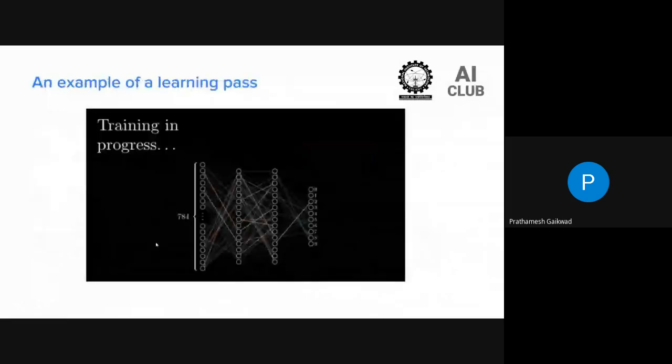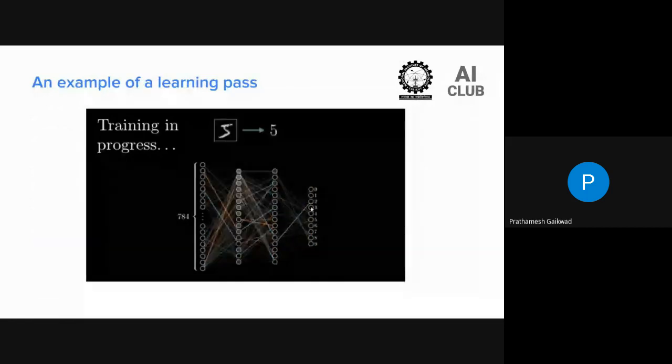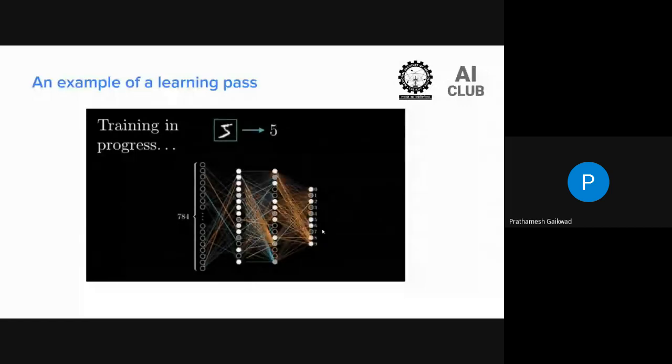Now this is an example of the learning process. Here inputs are flowing, first going forward, propagating, predicting a result, then calculating loss, and then back propagating to change the weights. So this is how an ANN gets trained during ML training.